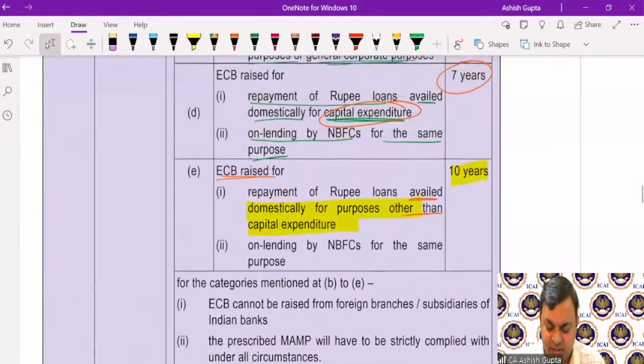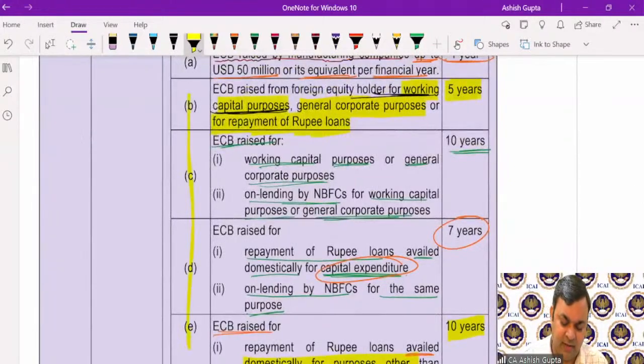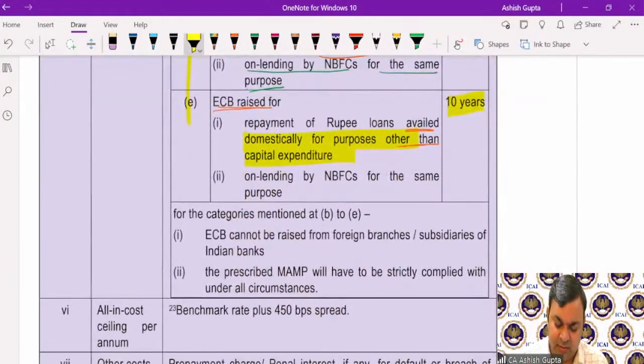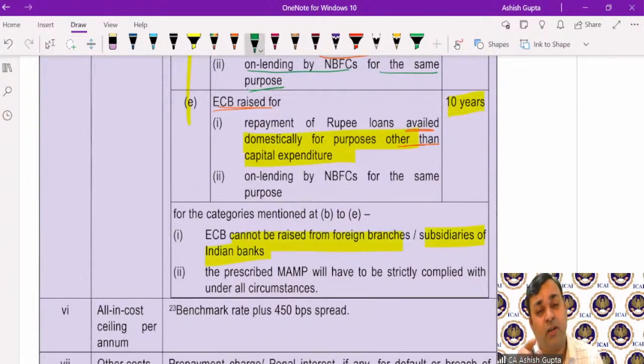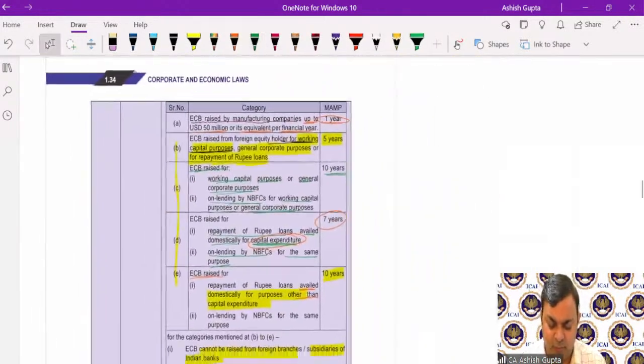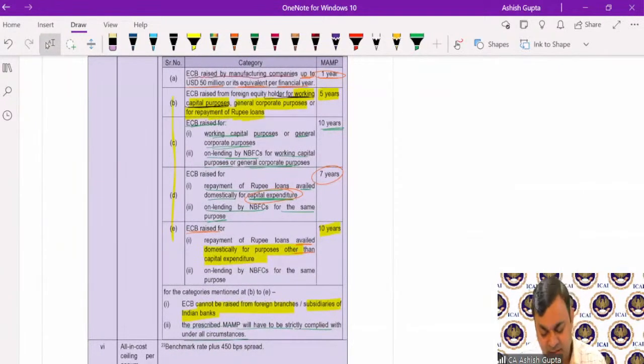For the category mentioned at B2E, other than manufacturing companies, ECB cannot be raised from foreign branches, subsidiaries of Indian banks. Okay. You are not supposed to raise the ECB from which? From foreign branches of Indian banks. The minimum MAMP will have to be strictly complied with under all circumstances, right? So this is the first restriction for this MAMP: up to 1 year, 5 year, 10 year, 7 year, and 10 year, right? So that you need to learn. Examiner can ask a simple 4 marks question from this part, duration perspective, right?